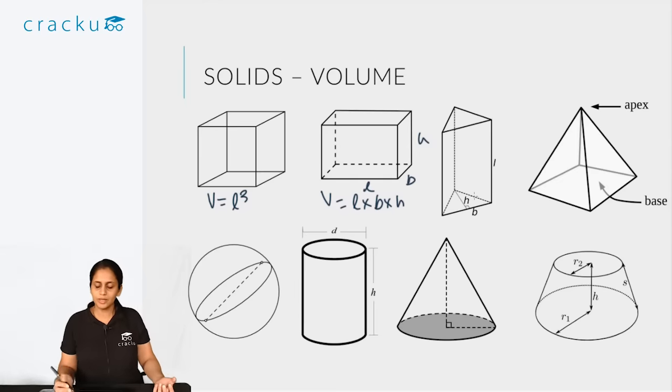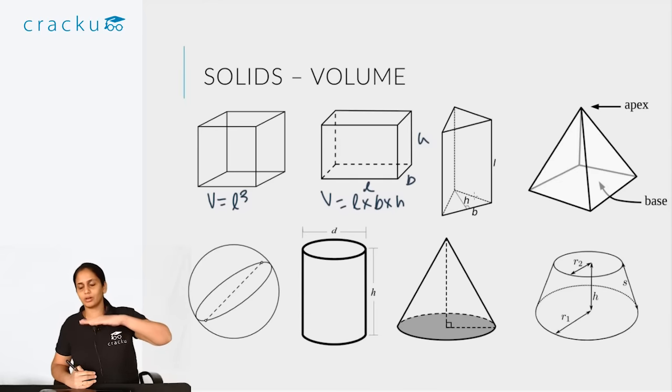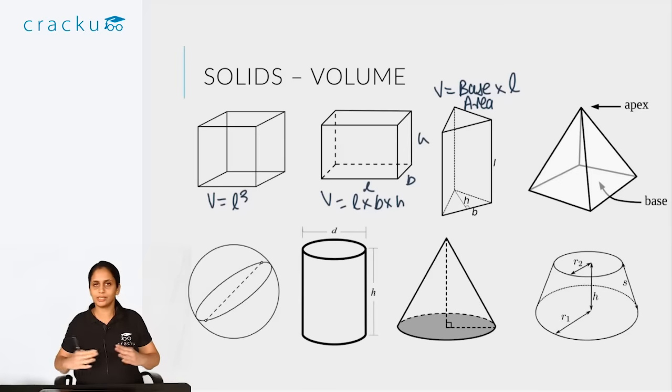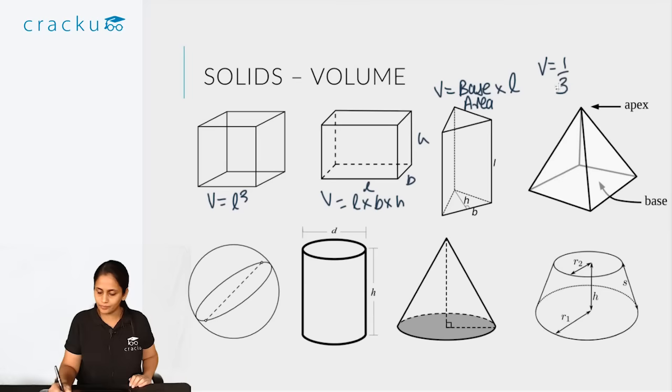For the triangular prism, in any case you have a solid which has the same cross-sectional area throughout, the volume of that solid will be that cross-sectional area into the height of the solid. So in this case, that is base area, and L is given as the height, so that is base area into L. In the case of a pyramid, where the cross-sectional area tapers to a point, the volume is equal to 1/3 base area into height.